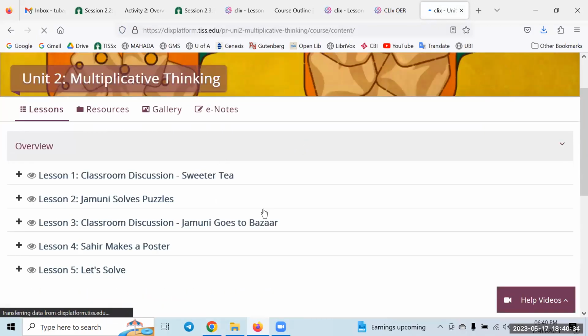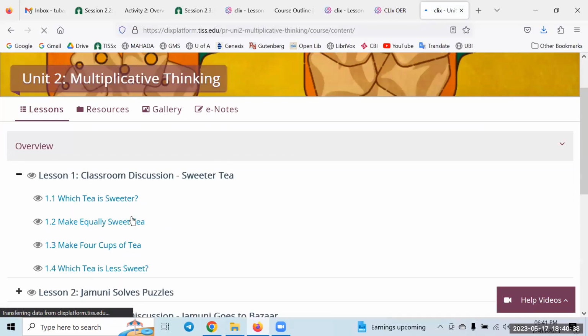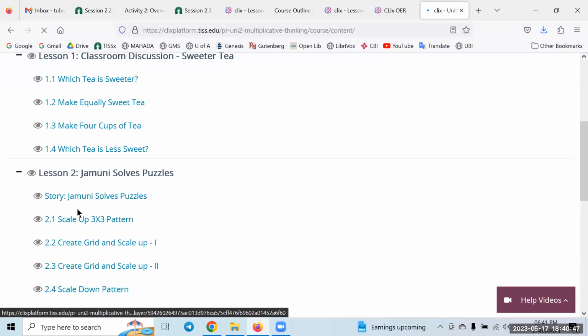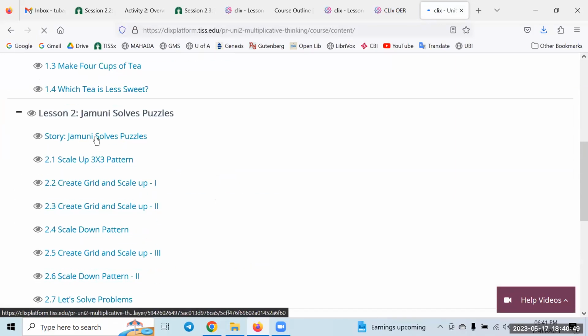It is there, Ruchi. Shall I open this one? Yes. Not Jamuni Sweet, this one, the third one. Jamuni Solve Puzzles, the second one, lesson 2. Story, should I give the story? Yes.